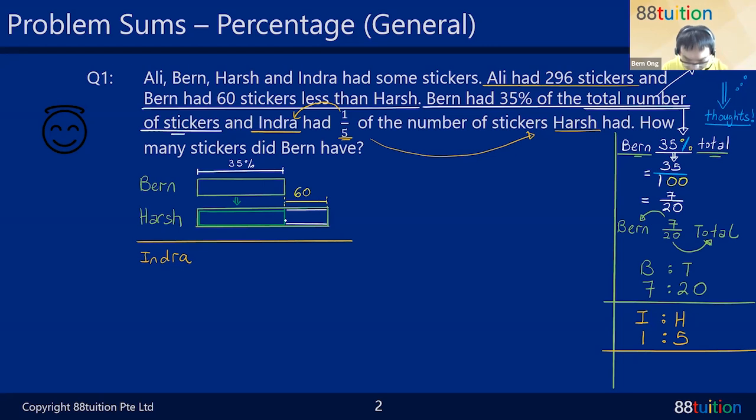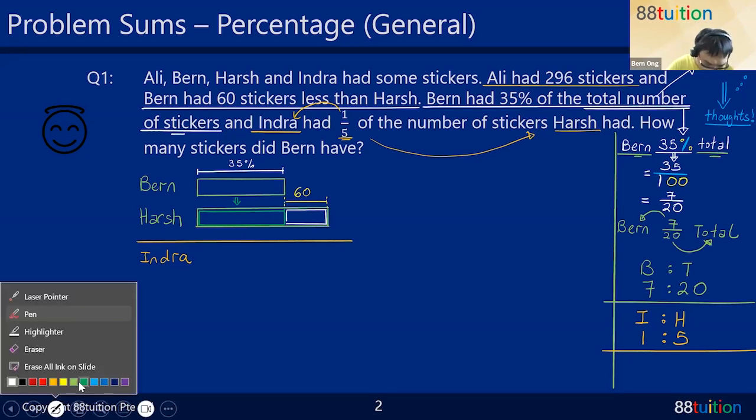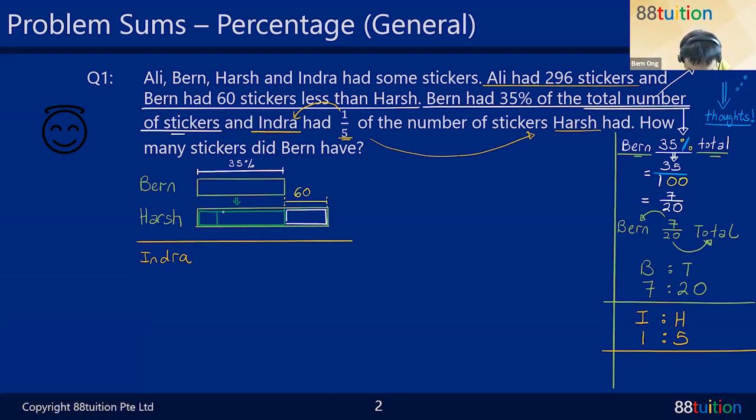So when the question says Indra has 1/5 of the number of Hush, what should I do? I can actually separate Hush, the dark green color, into 5 parts first. So it's 1 part, 2 parts, 3 parts, 4 parts, 5 parts. Why? So that Burn on top can also be separated into 5 parts, because they are of the same size down here. 1, 2, 3, 4, 5. And all these sticks are of the same size, children.